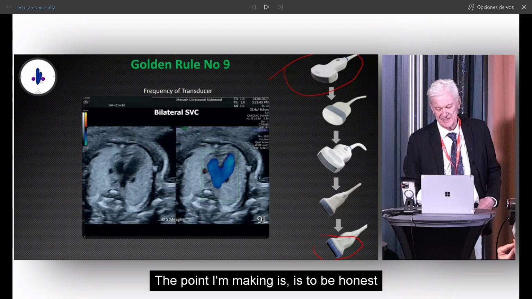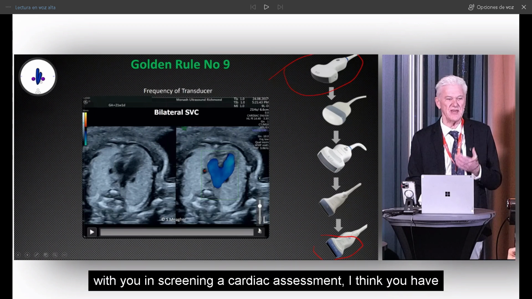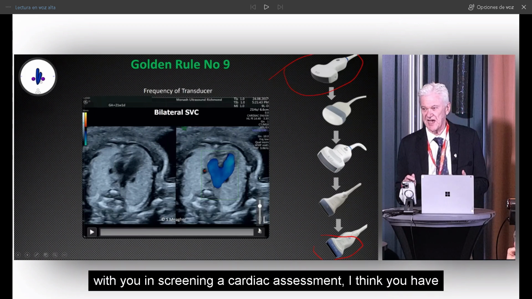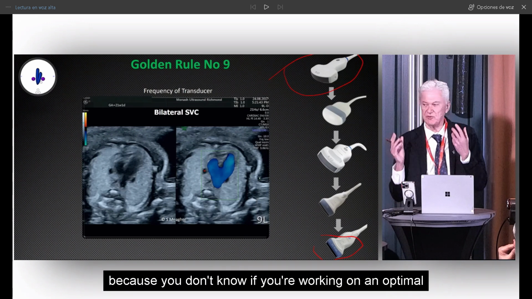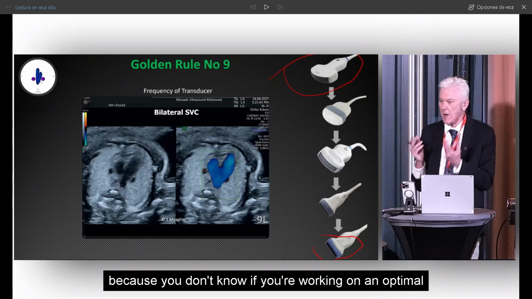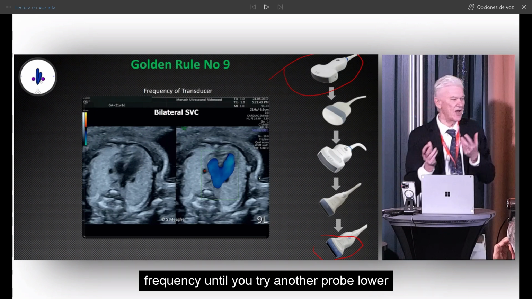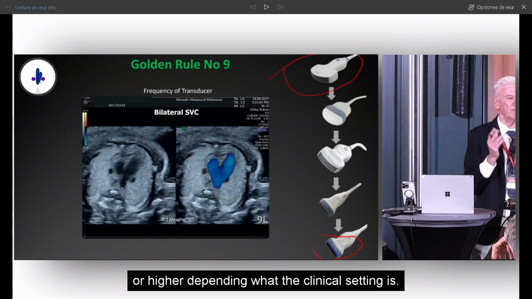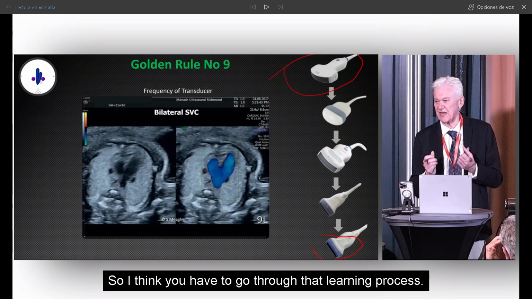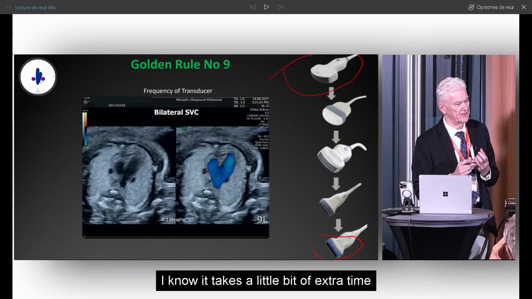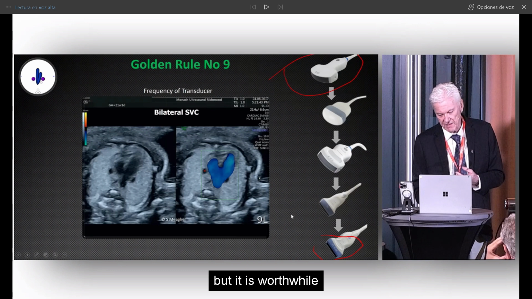The point I'm making is, to be honest with you, in screening a cardiac assessment, I think you have to do more than one probe, because you don't know if you're working on an optimal frequency until you try another probe, lower or higher, depending what the clinical setting is. So I think you have to go through that learning process. I know it takes a little bit of extra time, but it is worthwhile.